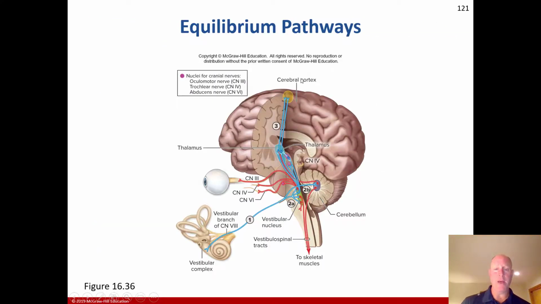Here we see our equilibrium pathways. One here starting at the vestibular complex to the vestibular branch of CN8, the vestibulocochlear nerve. We're going to go up here to the vestibular nucleus, and then our vestibulospinal tracts, of course, will come down eventually, telling the skeletal muscles what to do. But here to B as well, we go to the cerebellum, and then we're going up here to 3, get to the thalamus, and eventually the cerebral cortex. Then information is sent out to the skeletal muscles to tell them what to do.